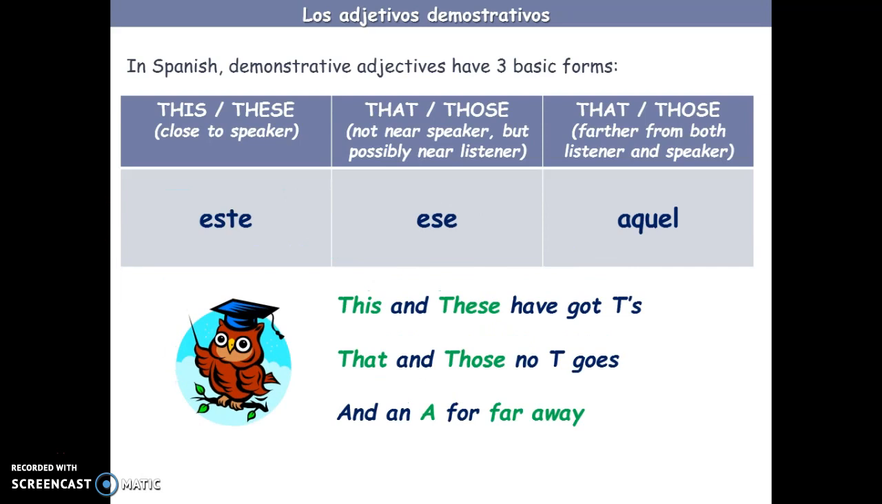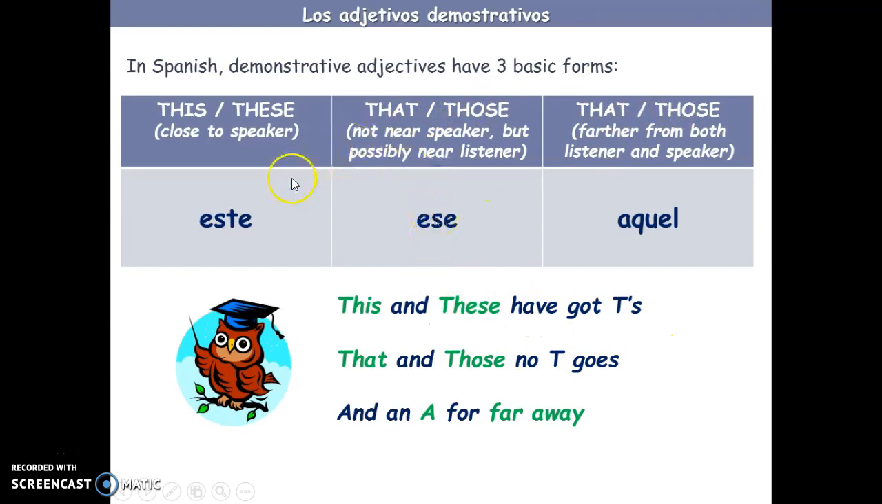Here is a poem or riddle, or whatever you want to call it, to help you remember just the spelling of these and not to confuse the categories with one another. You know how I love acronyms and sayings and songs and everything else, so I have put this poem on here. This and these have got T's. Notice this has a T. So this and these have got T's. That and those, no T goes.